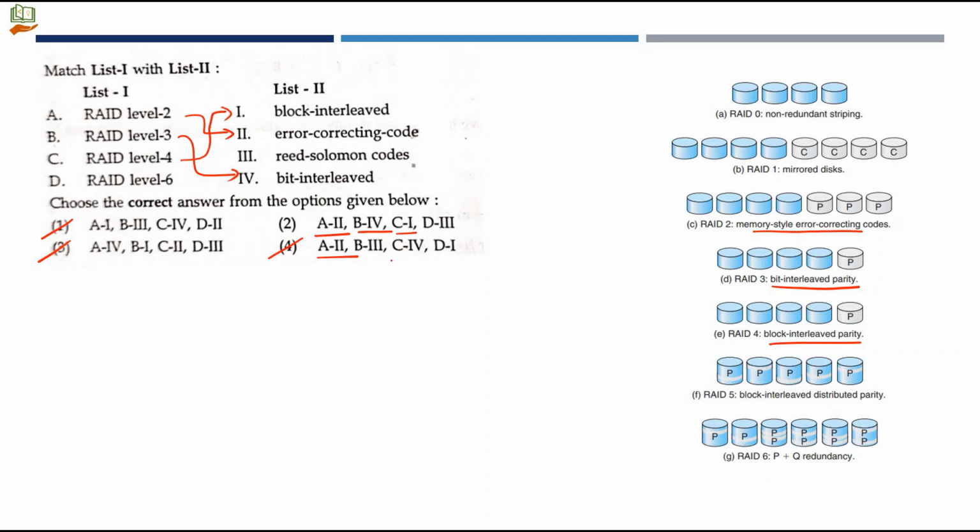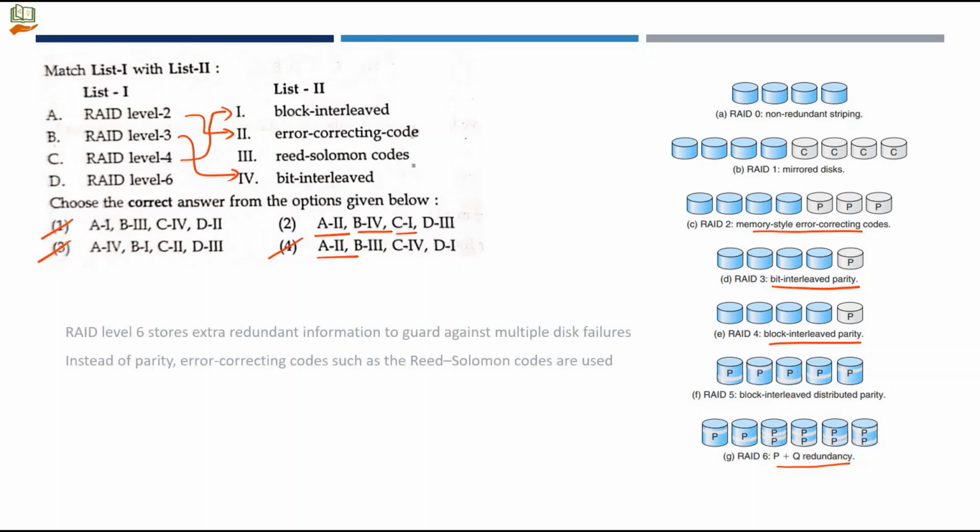C1 is given. How do we match the remaining level 6 to Reed-Solomon codes? So here they have talked about P plus Q redundancy in the reference book. Let's see the statement. RAID level 6 stores extra redundant information to guard against multiple disk failures. Instead of parity, here error correcting codes such as the Reed-Solomon codes are used. This is where we can map level 6 to Reed-Solomon codes. D will be mapping to 3. Option number 2 will be the right answer.